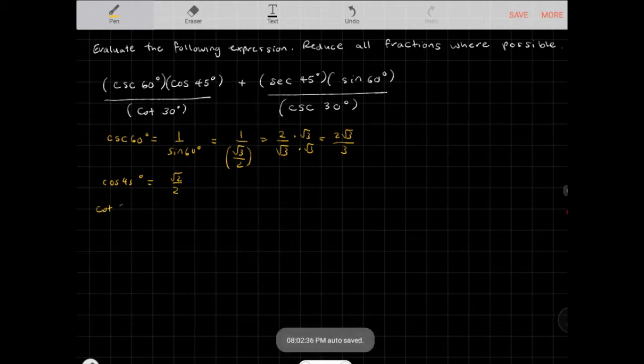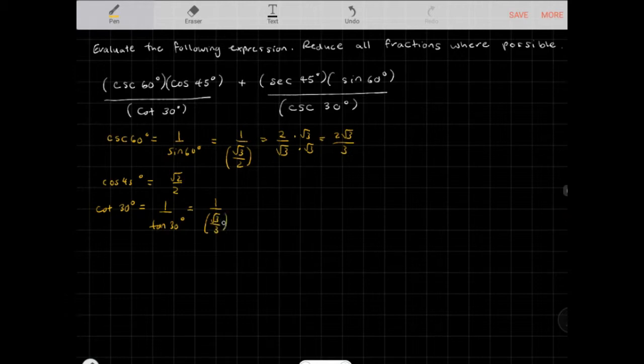And cotangent 30 degrees, this is a reciprocal, this is equal to 1 over tan 30 degrees, which is basically 1 over square root 3 over 3, right? And 1 over square root 3 over 3 is 3 over square root 3. And we can simplify the radical by multiplying by square root 3. So we get 3 square root 3 over 3. So that's that for the first rational expression on the left.